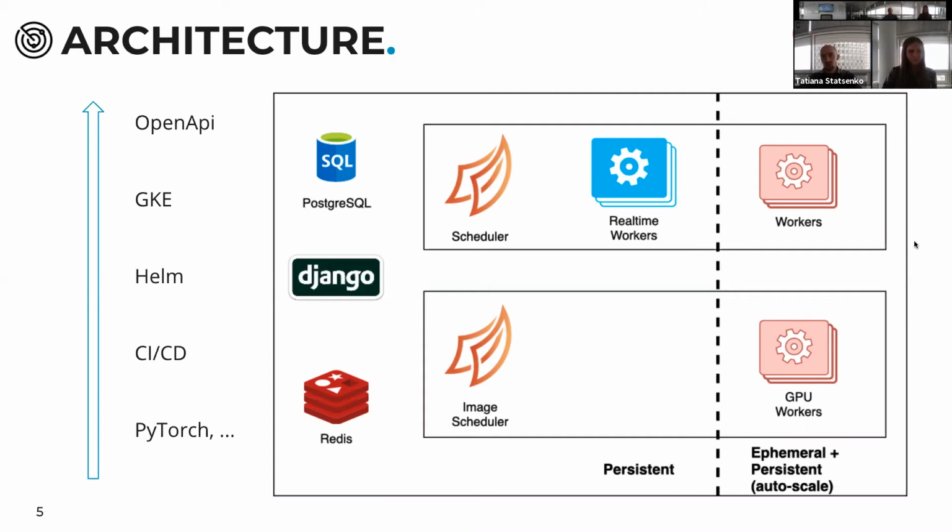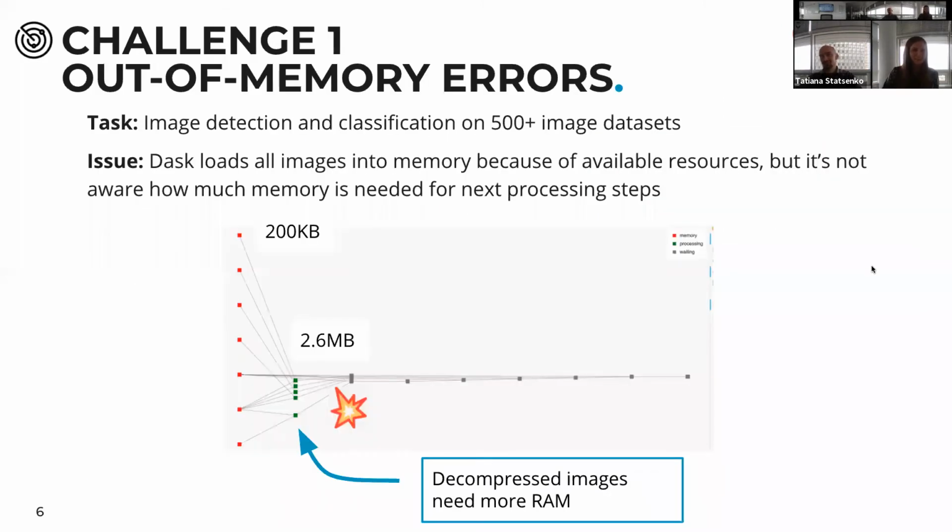Okay, so on to the first challenge. Yes, the first challenge we chose is out-of-memory errors, and the use case for it is image detection on a batch of hundreds of images. We talk here of hundreds, thousands. The maximum case was about 10,000 images that we wanted to process altogether.